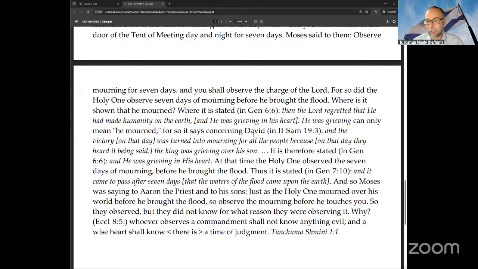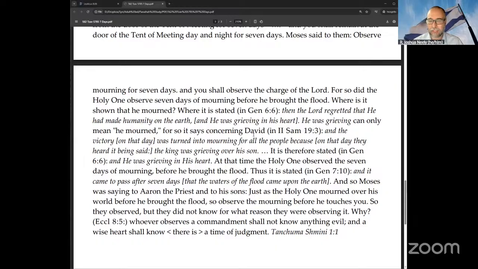Well, he was grieving can only mean he mourned, for so it says about David in 2 Samuel, "And the victory on that day was turned into mourning for all the people, because on that day they heard it being said, the king was grieving over his son." So we can see there very clearly that grieving and mourning are being used as parallels within the text on David. Therefore, when God is grieving, we can say that God was actually observing a mourning period.